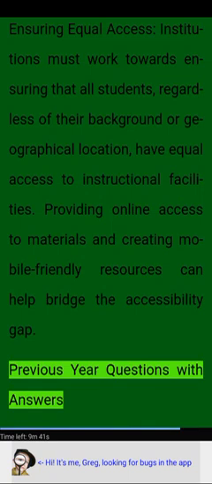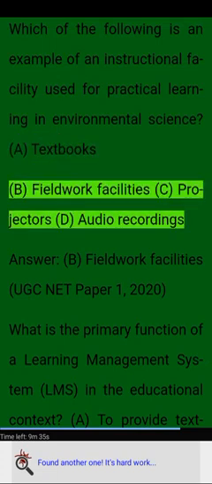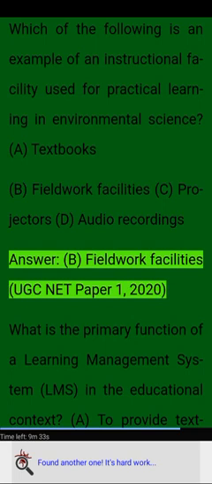Previous year questions with answers. Which of the following is an example of an instructional facility used for practical learning in environmental science? A. Textbooks. B. Fieldwork facilities. C. Projectors. D. Audio recordings. Answer. B. Fieldwork facilities. UGC Net Paper 1, 2020.